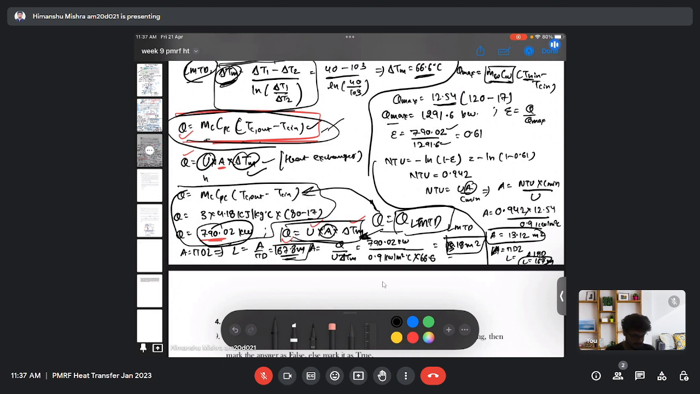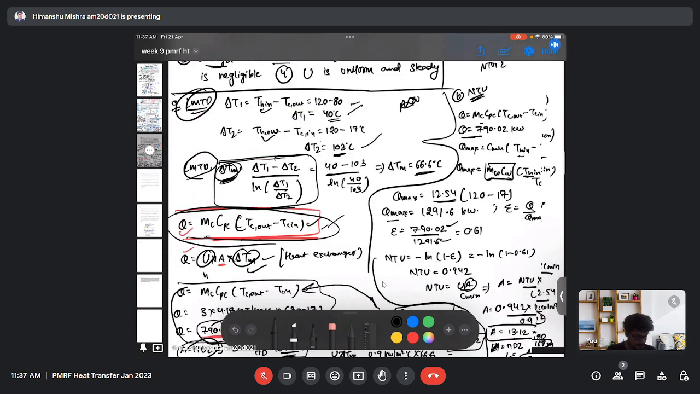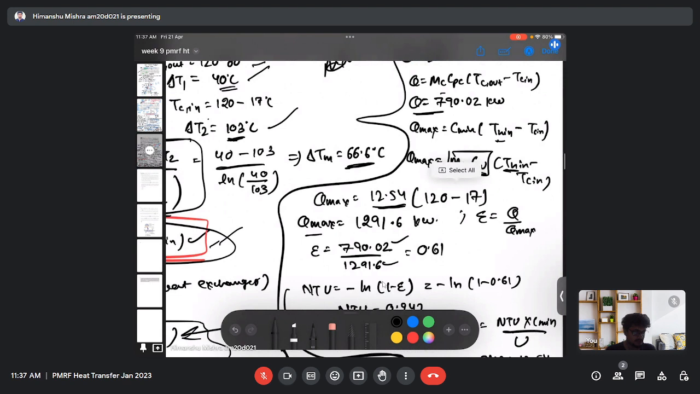So by balancing the heat transfer rate, I calculate the area. Once I got the area, I can easily calculate the length. This is by the LMTD method, or the log mean temperature difference method. For the NTU method, again we will calculate the actual heat transfer, which we already calculated in the LMTD.